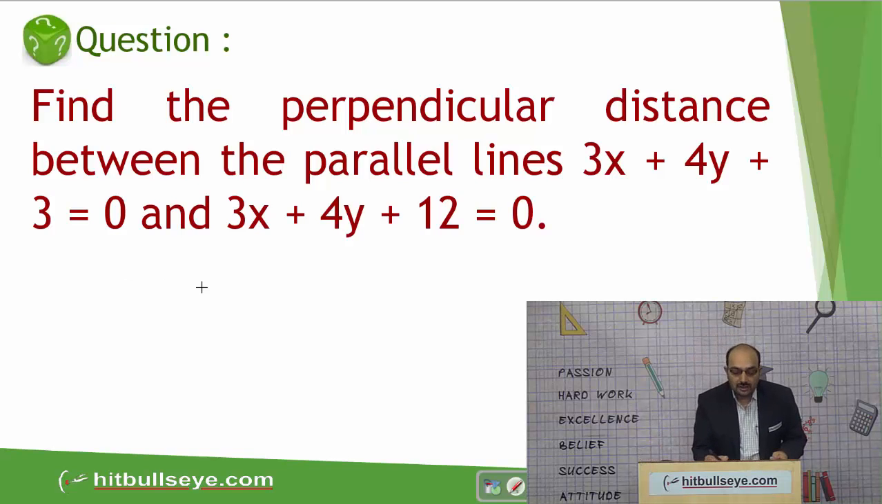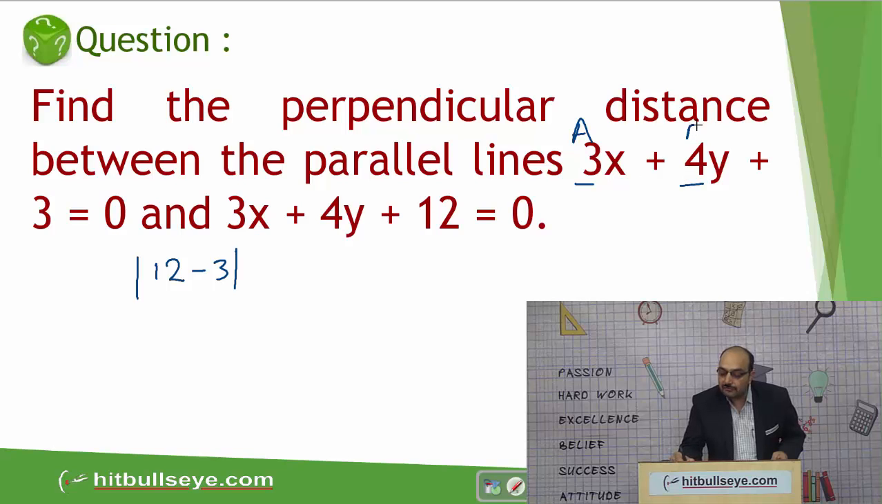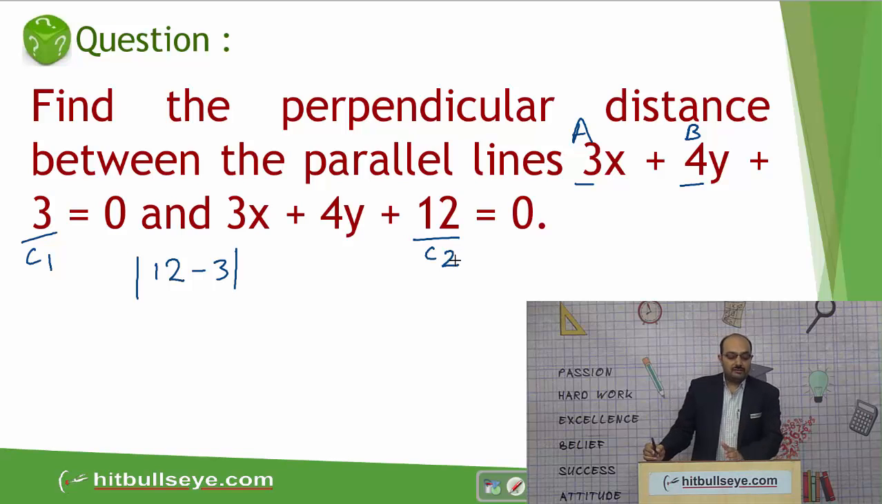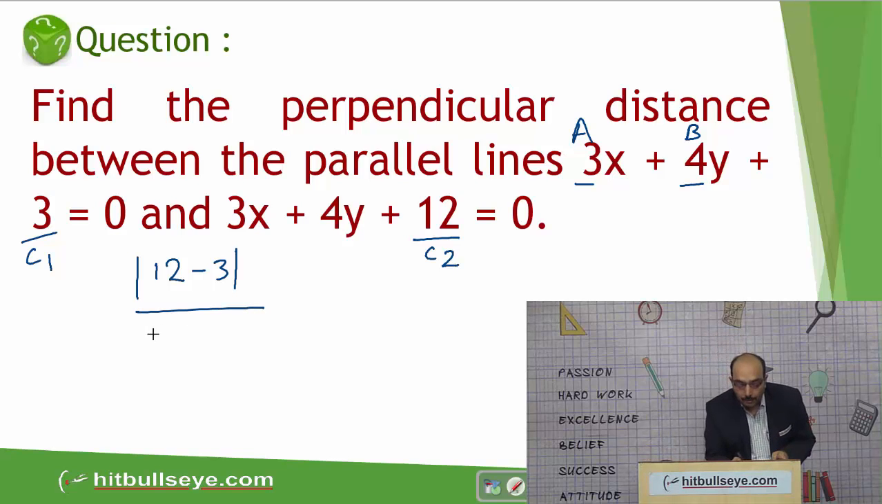So, let us find the perpendicular distance between these two parallel lines. Using the formula just discussed in the previous slide, we have 12 minus 3. You can observe this is the value of A, this is the value of B, and this is C1. Similarly, A and B are constant, which are 3 and 4, and this would become C2. So, we'll have 12 minus 3 upon square root of 3 square plus 4 square, which gives us directly 9 upon 5.